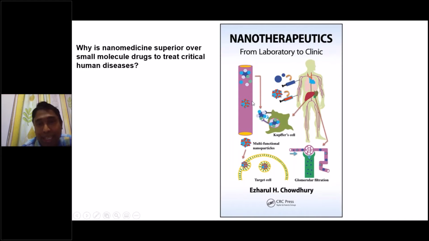But if we use nanoparticles, particularly multifunctional nanoparticles, they prevent kidney clearance. They will go to the target cells, either by passive targeting or active targeting. They will go to target cells and will enter by endocytosis or will bind to the receptors. But if the nanoparticles are not multifunctional, not hydrophilic on their surface, they can be engulfed by macrophages of the reticuloendothelial system.